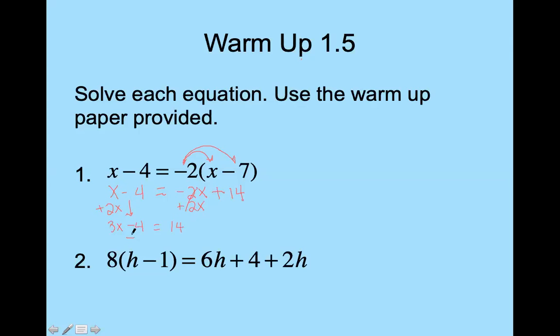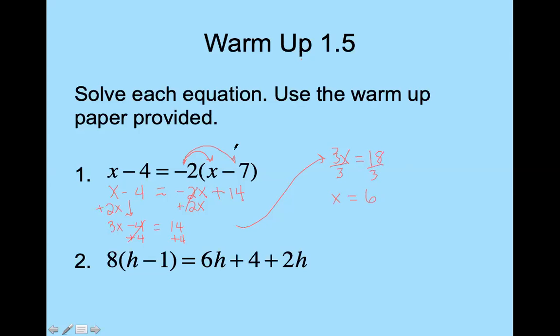Next step is to add 4 to both sides. Now I'm working to get my constants on the right side. -4 plus 4 is 0. I'm going to move over here because I've run out of room. I have 3x equals 14 plus 4 is 18. Divide both sides by 3. And your final solution should be x equals 6.